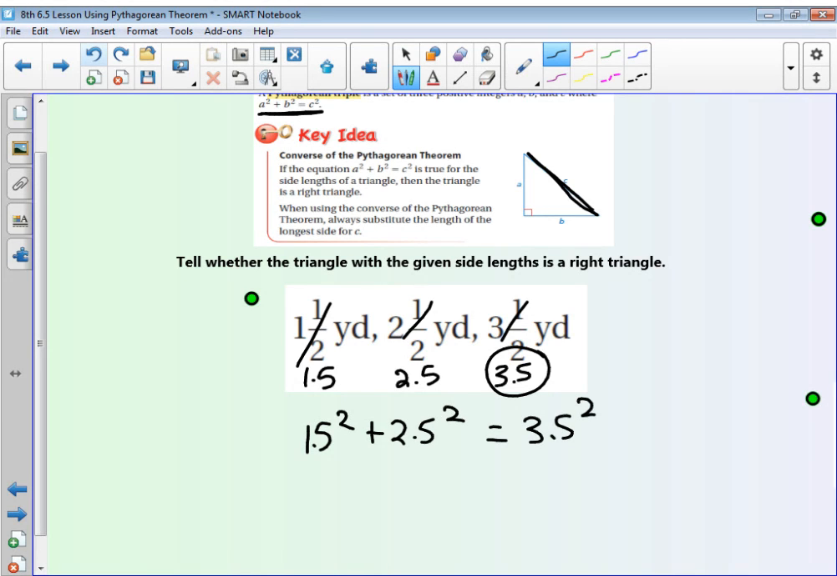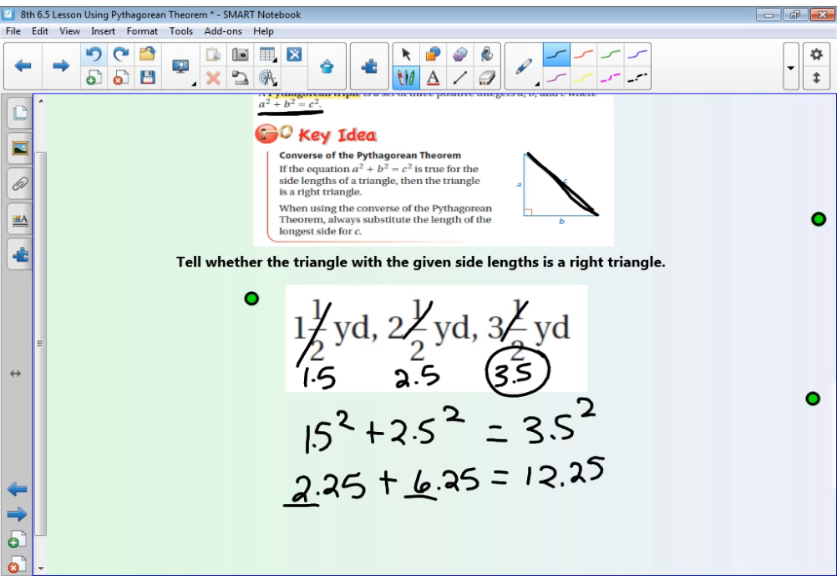Okay, so I'm going to pull my calculator out, and I'm going to simplify each of these. 1.5 squared gives me 2.25. Okay, 2.5 squared gives me 6.25. And then 3.5 squared gives me 12.25. Okay, when I add these together, I can actually on this one use some estimation.